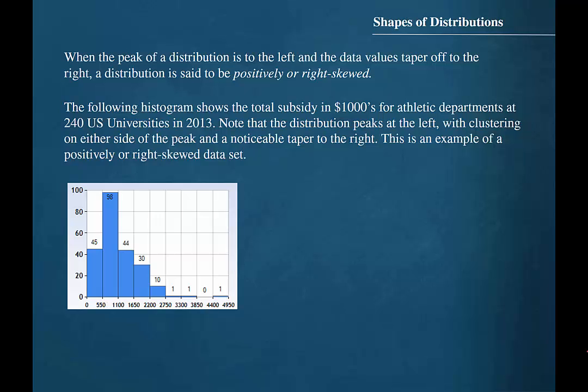Universities in 2013. Note that the distribution peaks at the left while clustering on either side of the peak and a noticeable taper to the right. This is an example of a positively or right-skewed data set.